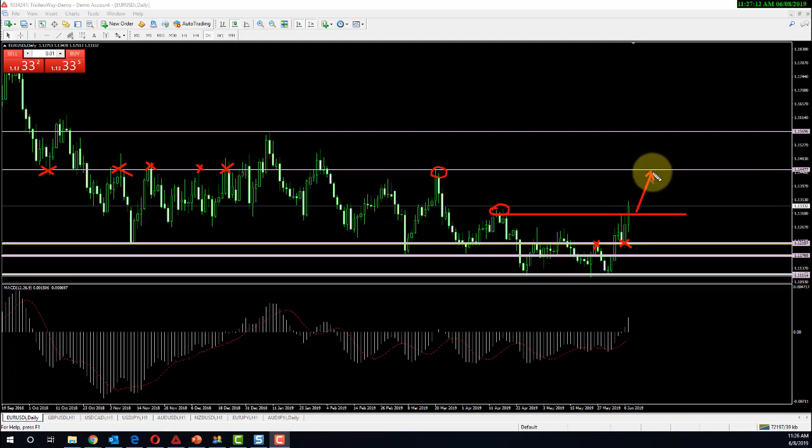I'm actually willing to wait for price to hit this level of resistance and then look for a sell trade back down into these levels at some point. All right, now let's move down to the smaller time frame.